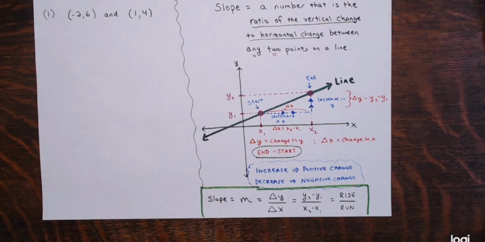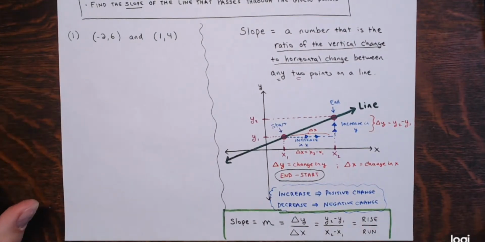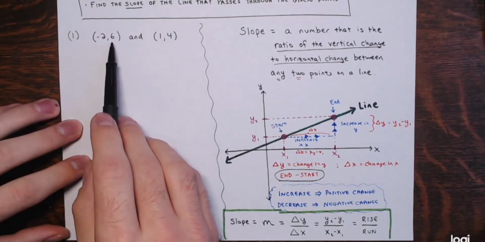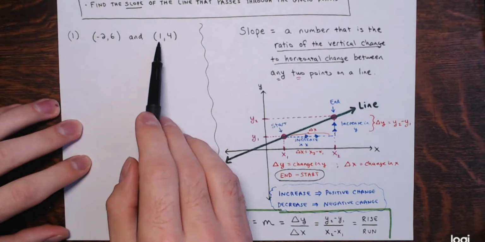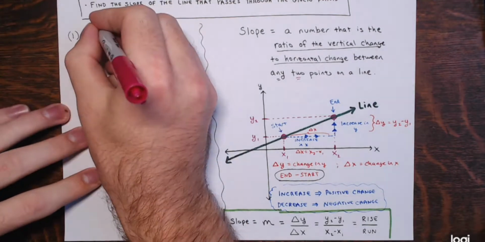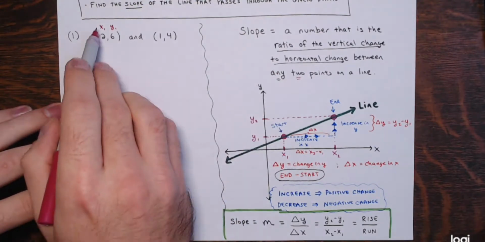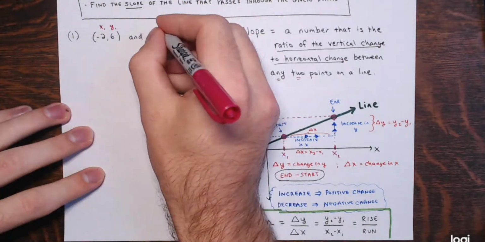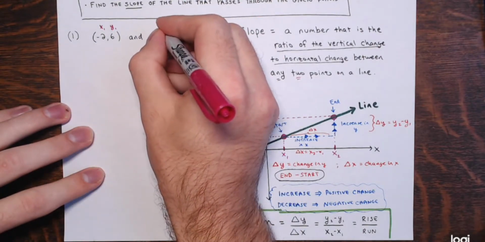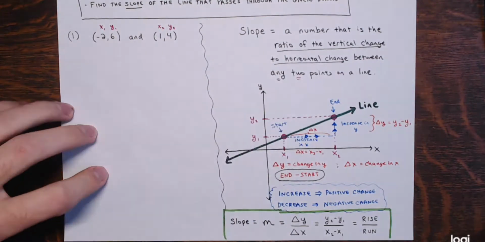But let's see what happens. All right, let's do this with an actual set of points. So I got the point negative 2, 6, and the point 1, 4. I'm going to label these. Let's call negative 2, 6 x1, y1. Negative 2 is x1, 6 is y1. And then x2, y2, the second x and second y, for 1 and 4.